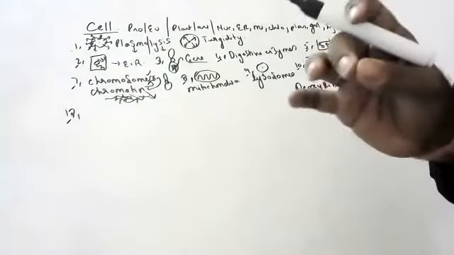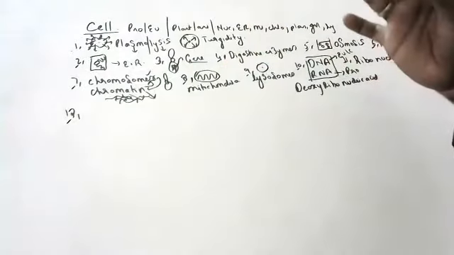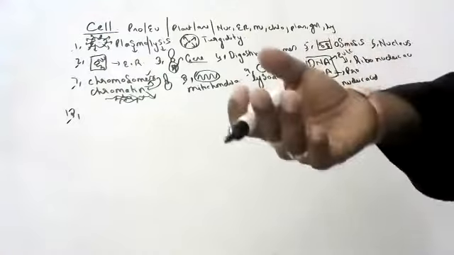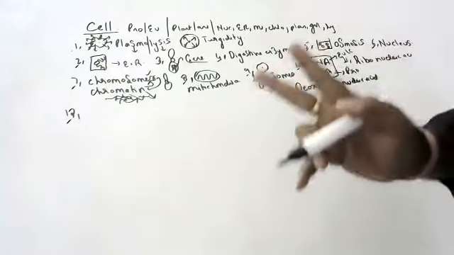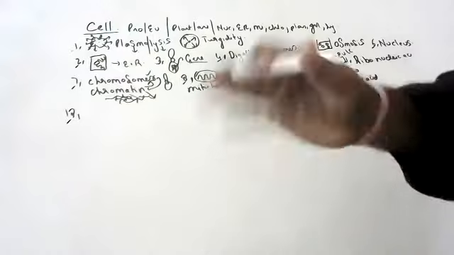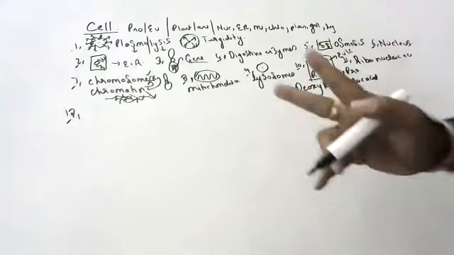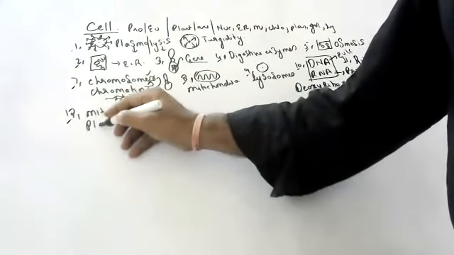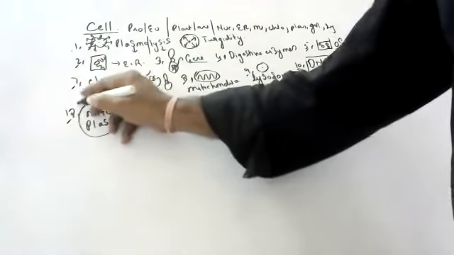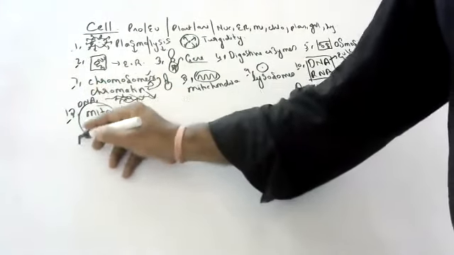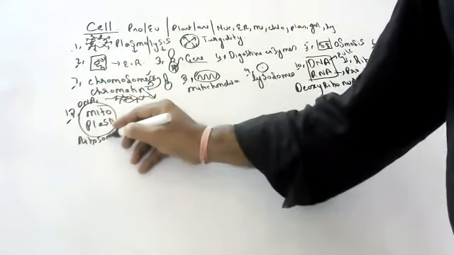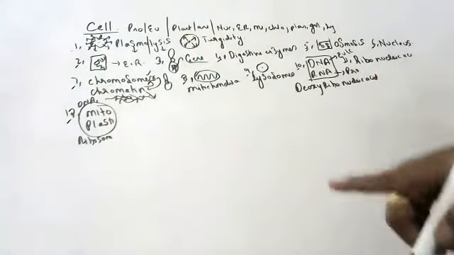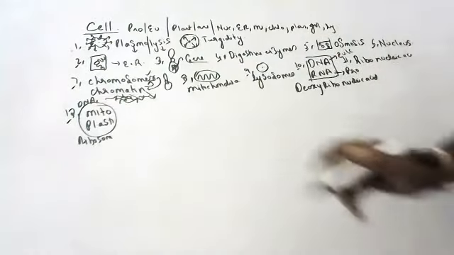Name two organelles in plant cells that contain their own genetic material and ribosomes. Mitochondria, plastids. Very, very good. Mitochondria and plastids have their own DNA and their own ribosomes. Actually, DNA and ribosomes are present in the cell, but mitochondria and plastids have their own DNA and their own ribosomes, children.